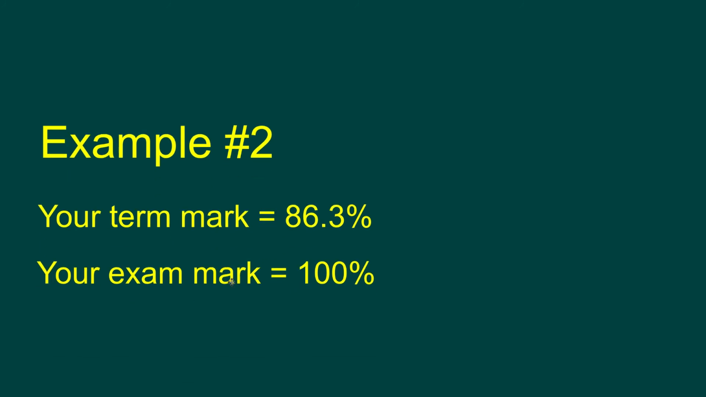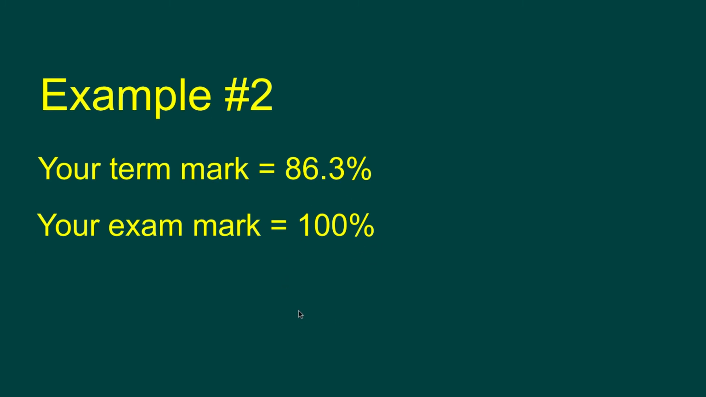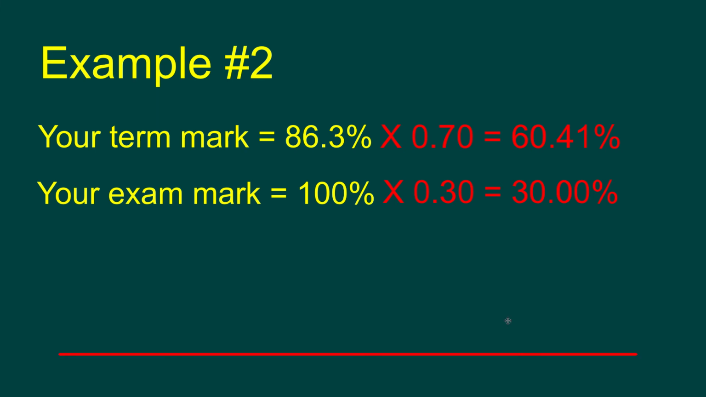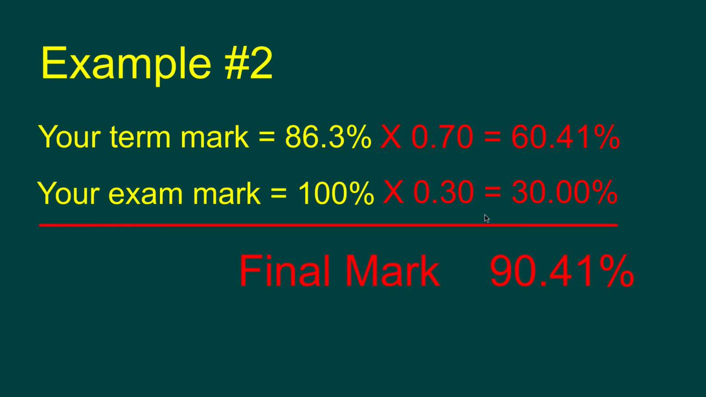So this student had a relatively high mark going in. They had an 86.3. They want to know their highest possible mark, which means they must have gotten 100% on the exam. So we take their term mark and we multiply it by 0.7, which gives you a 60.41. They got 100% on the exam, so we multiply that by 0.3, which gives you a 30%. And when we add those together, we see that they can go up to a 90.4.